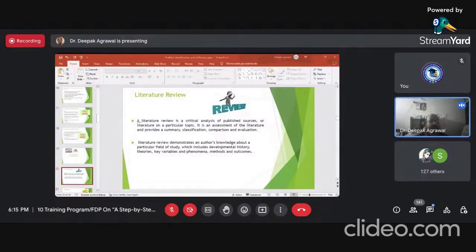Ultimately, a literature review is simply a critical analysis of the published work which has been done by certain experts earlier. It provides a summary, classification, comparison, and evaluation. It also provides the author's knowledge about the particular field of study, which includes developmental histories, theories, phenomena, methods, and outcomes of their work.